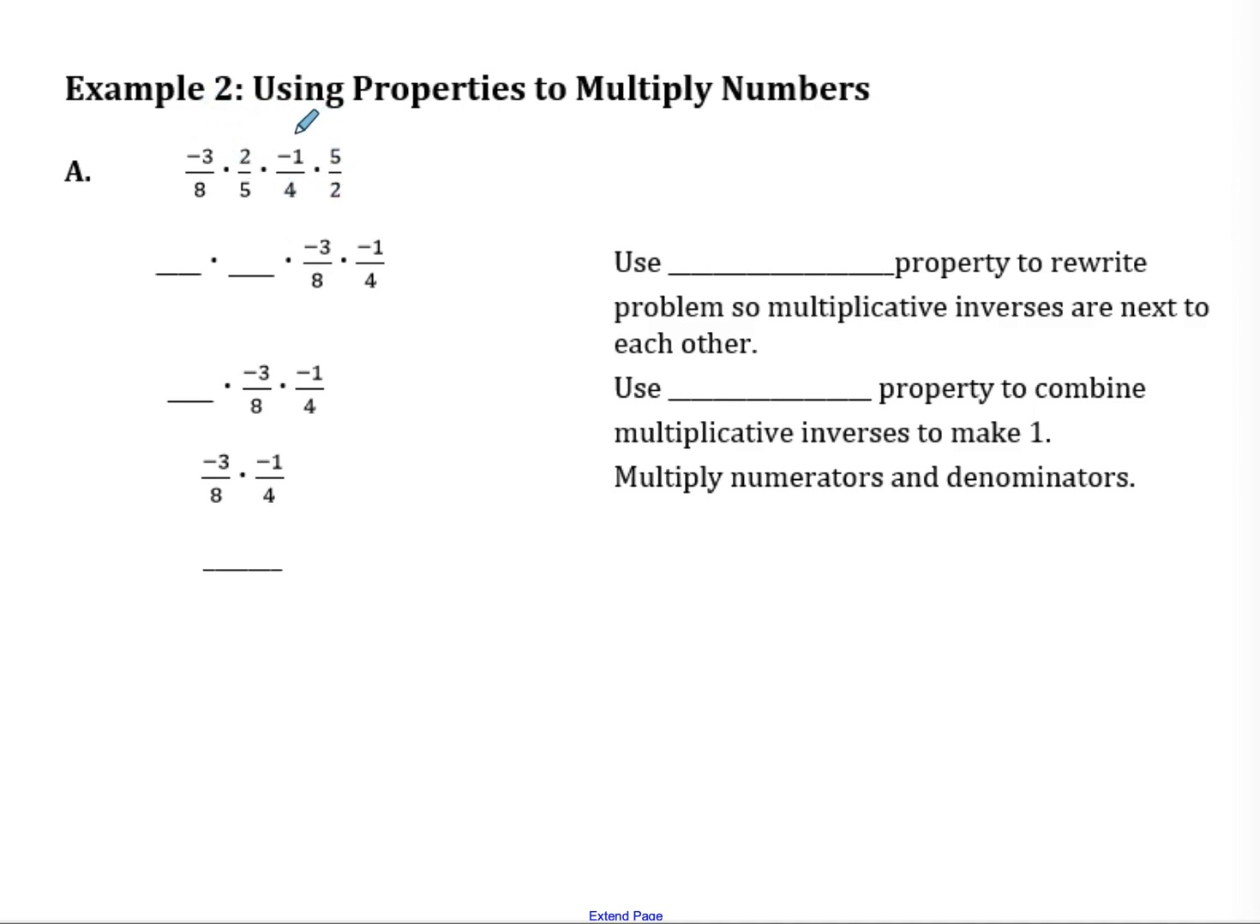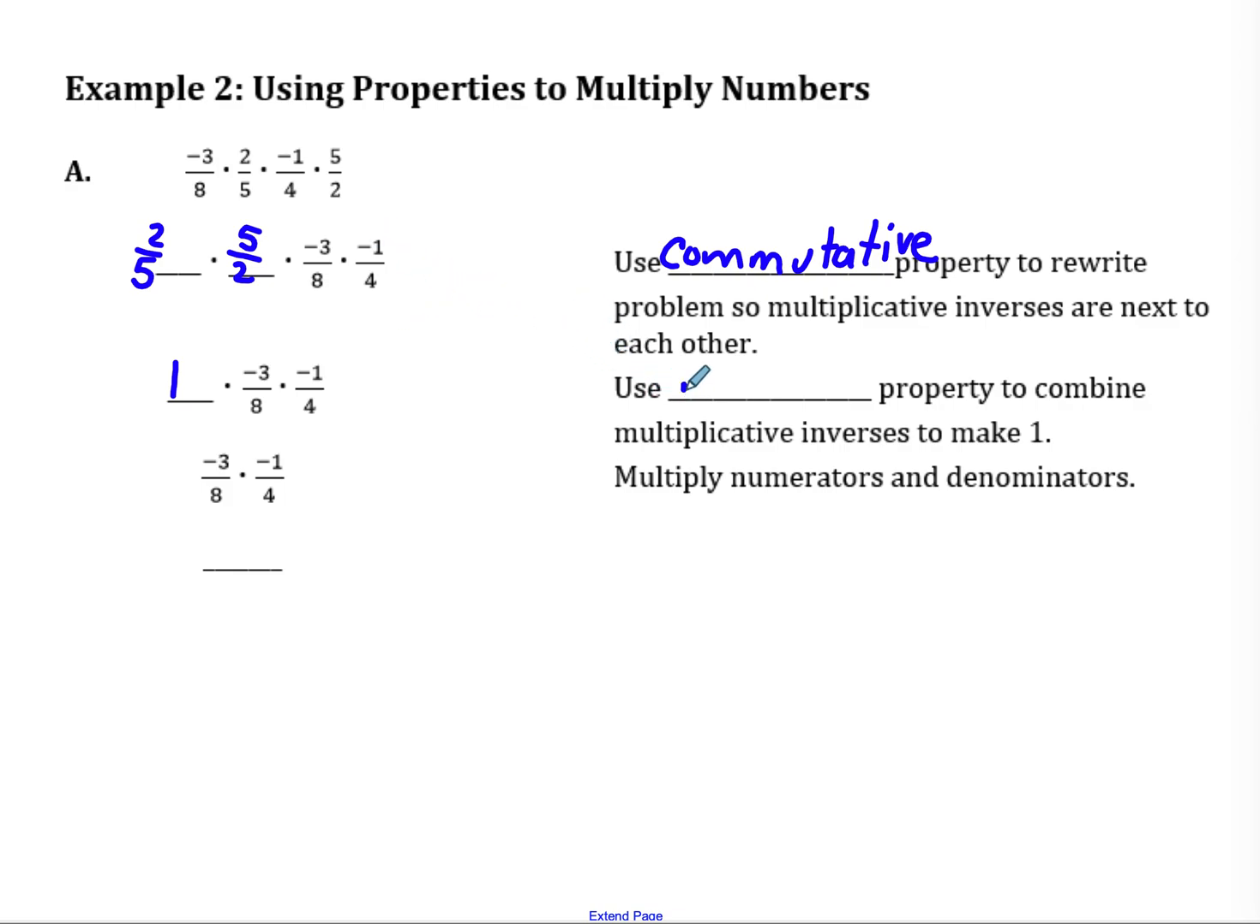All right, so I have negative 3/8 times 2/5 times negative 1/4 times 5/2. I'm going to start by using the commutative property, and I'm going to find my multiplicative inverses and put them next to each other. 2/5 and 5/2 are multiplicative inverses, or reciprocals. 2 on top, 5 on bottom. This is the flip-flop of that: 5 on top, 2 on bottom. When I multiply 2 times 5 and 5 times 2, I get 10 over 10, which is 1. They cancel each other out.